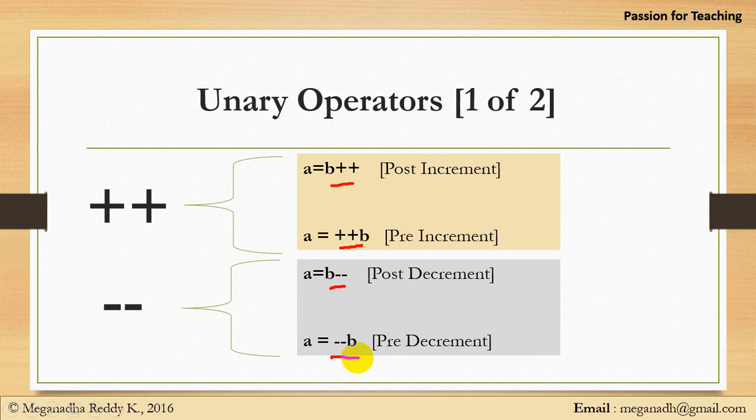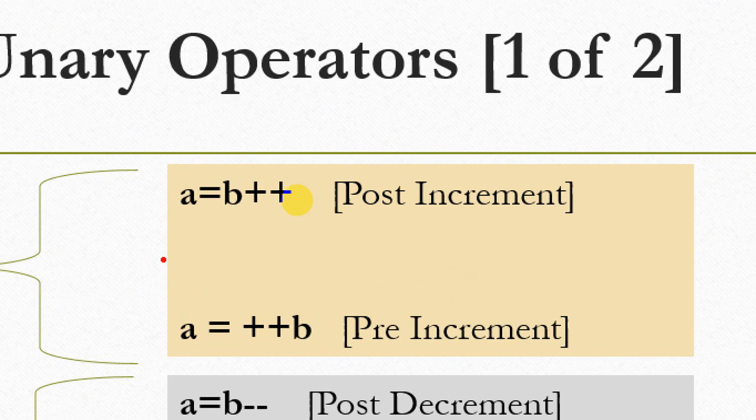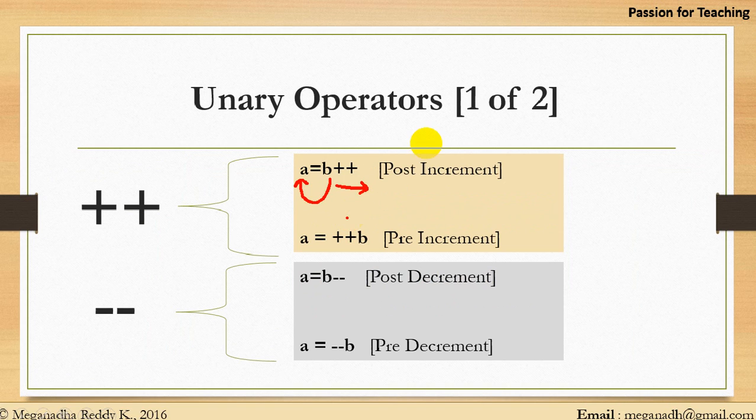So this is very simple to understand. Let me explain one. I have a is equal to b plus plus. This is called post increment. First the value of b will be assigned to a, and then the b value will get incremented. Now let's see an example.